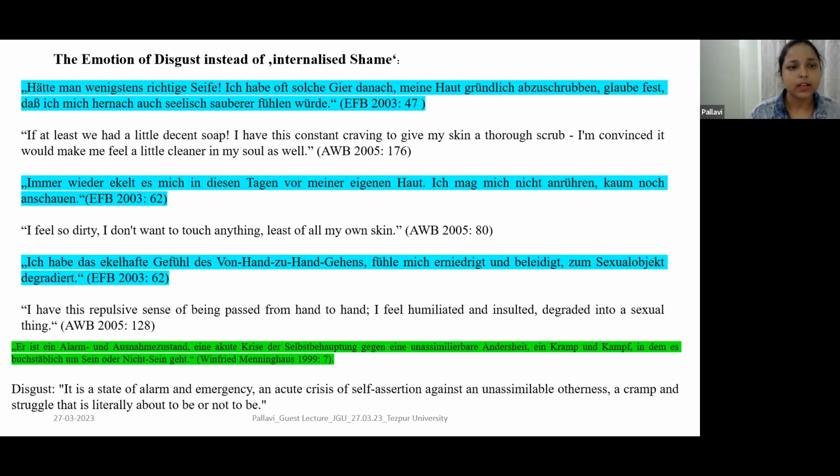The second quote, "I feel so dirty. I don't want to touch anything, least of all my own skin," unquote. The third quote, "I have this repulsive sense of being passed from hand to hand. I feel humiliated and insulted, degraded into a sexual thing," unquote. So this is her emotion.